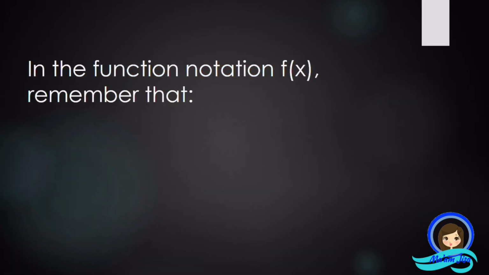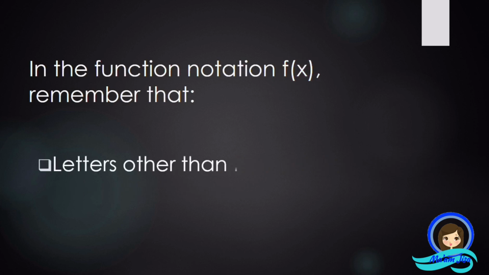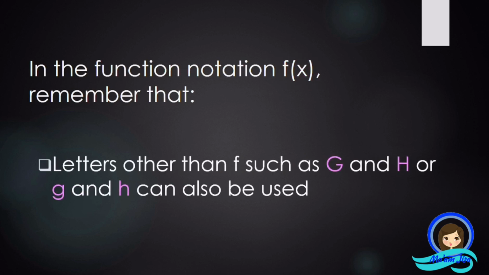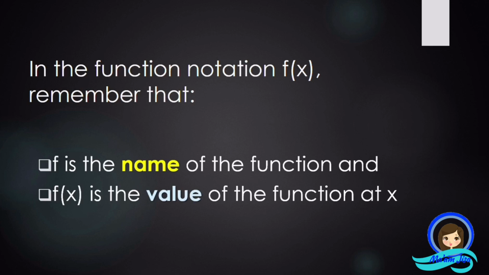We often associate parentheses with multiplication. However, in the function notation, remember that f of x means the value of f at x. It does not mean f times x. Letters other than f, such as G and H, or the capital letters G and H, or small letters g and h, can also be used. F is the name of the function, and f of x is the value of the function at x.